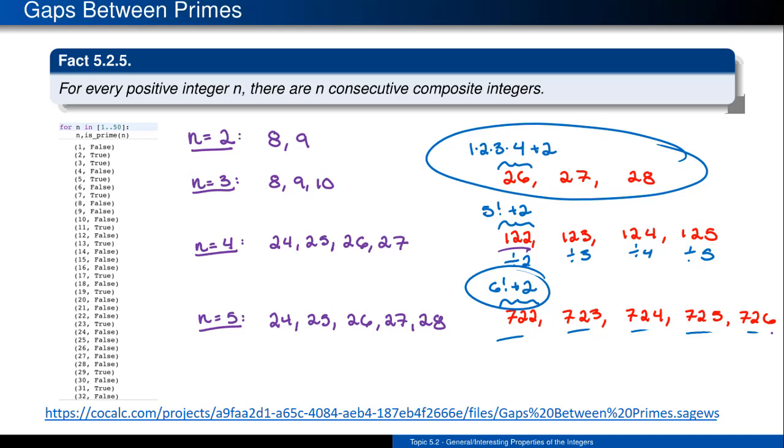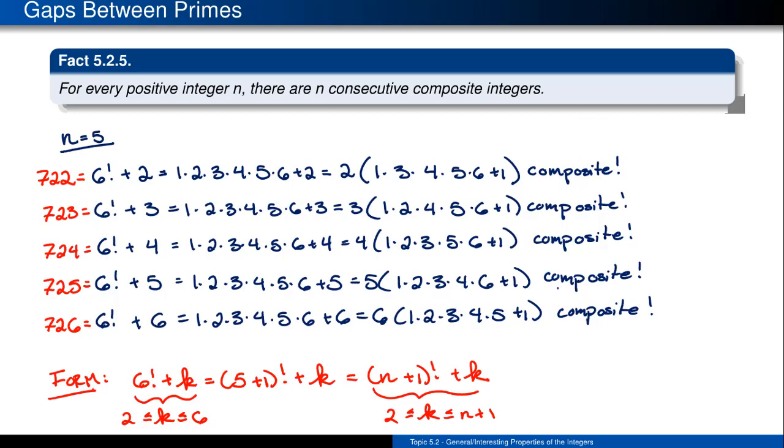So if you wanted to really dive into the nitty-gritty of how that works, I have a little bit of extra information showing that if you take n to be 5, I'm going to look at 6 factorial. So I'm going to add 1 more to this. I'm going to look at 6 factorial along the way, and I'm going to add a 2, a 3, a 4, a 5, and a 6. You can see that those 5 numbers are all going to be consecutive because they differ by just 1, which gives me the numbers 722, 723, 724, 725, and 726. And we know these are all going to be composite.